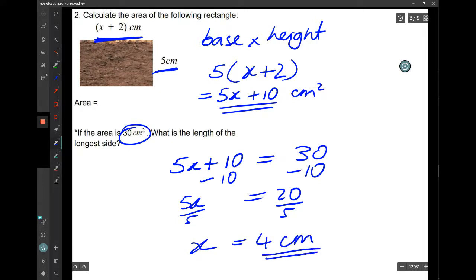Now the question says, what's the longest side? So if x is 4 in this bit here, then the longest side will be 4 plus 2, which is 6 centimeters. So that's longest.